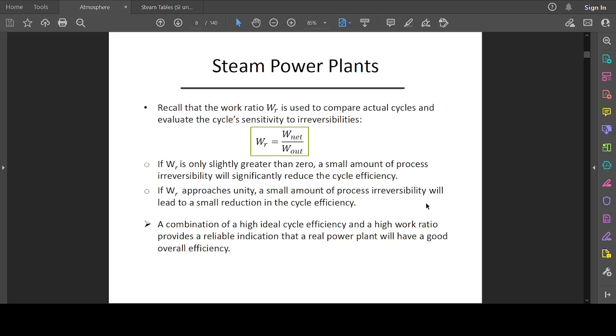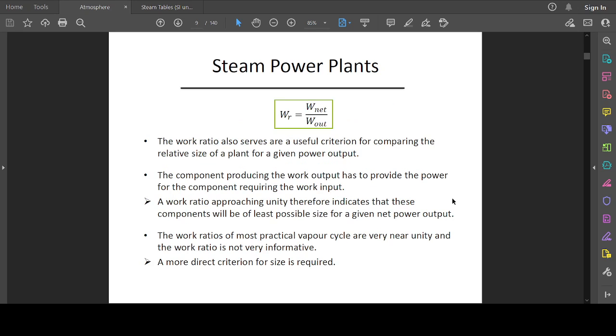Okay, and this is used to compare the actual cycles and evaluate the cycle sensitivity to irreversibilities. So if the work ratio is only slightly greater than zero, a small amount of the process irreversibility will significantly reduce the cycle efficiency. And if the work ratio approaches unity, a small amount of the process irreversibility will lead to a small reduction in cycle efficiency. Okay, so a combination of a high ideal cycle efficiency and a high work ratio provides a reliable indication that a power plant will have a good overall efficiency.